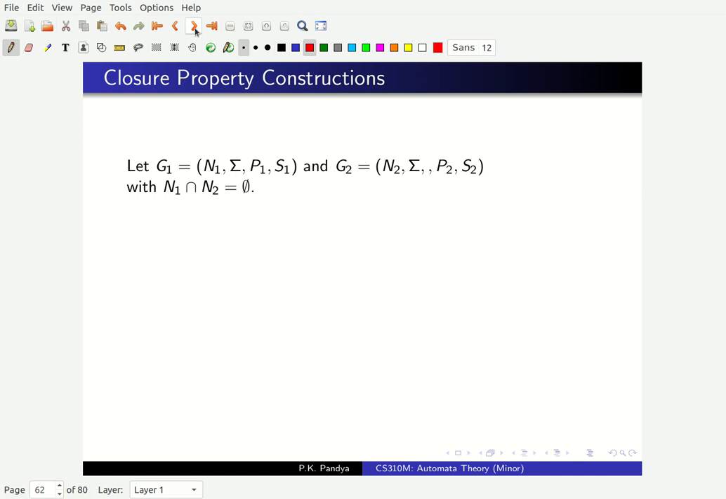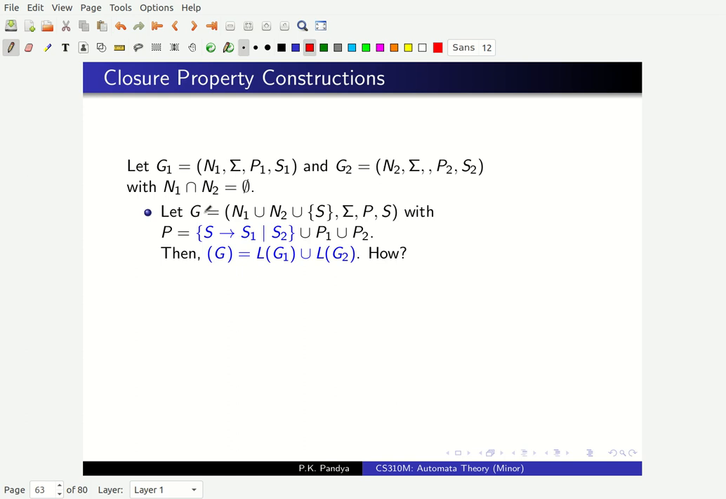Now given grammars G1 and G2, in order to show closure under union, we will construct a new grammar G using G1 and G2. What we will have in G is all the non-terminals of G1, all the non-terminals of G2, that is N2, and one fresh new non-terminal called S. The set of terminals is sigma. This fresh non-terminal S that we introduce will become the new start symbol. And what will be the productions of our new grammar? We will include all the productions P1 of grammar G1, all the production rules of grammar G2, and we will add one more rule which says S goes to S1 or S goes to S2. So this is how we construct this grammar G.